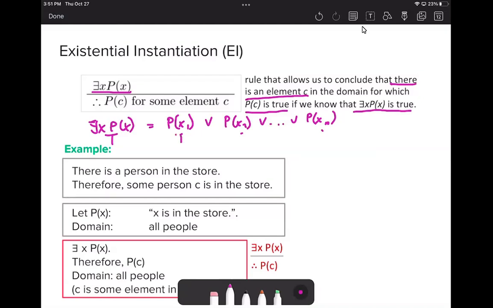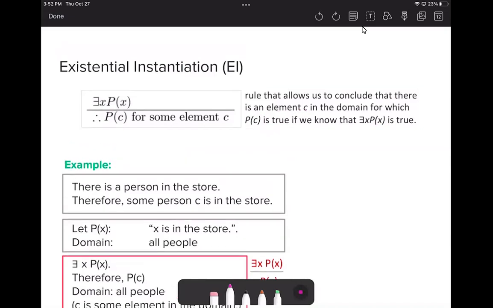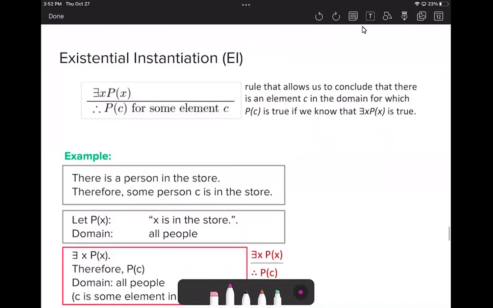Suppose that this is true, then we can say that there is some element C in the domain for which P of C is true. Suppose this one is true, then regardless of the value of P of x sub 2 or the other elements in the domain, this will be true. So if this is true, then there is some element C in the domain which could make this P of C true.